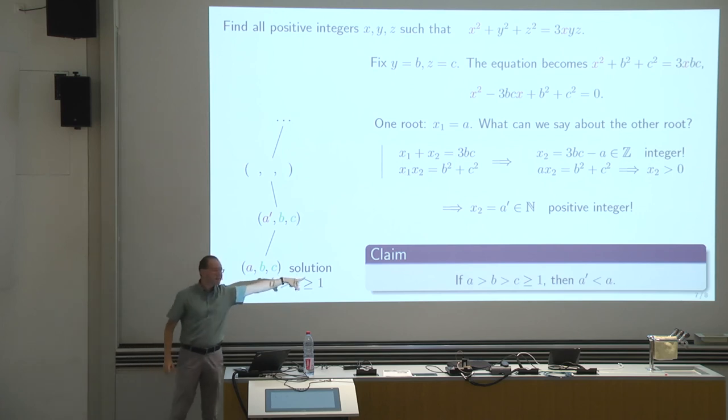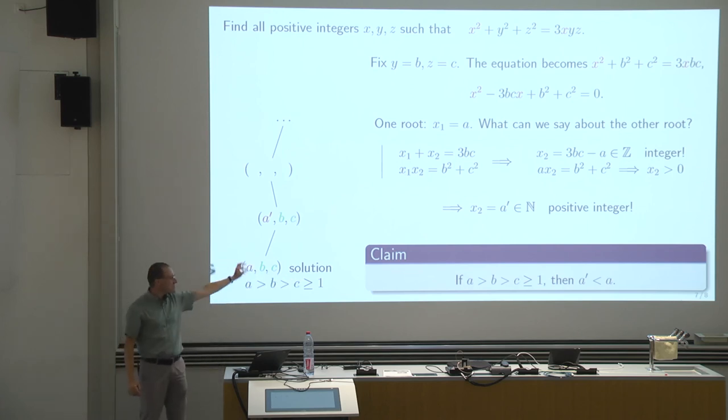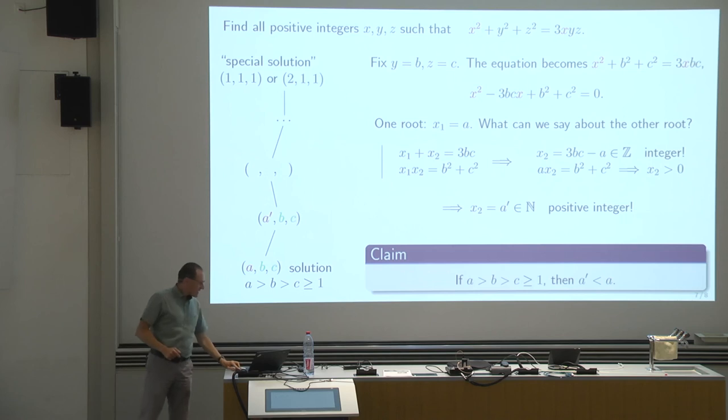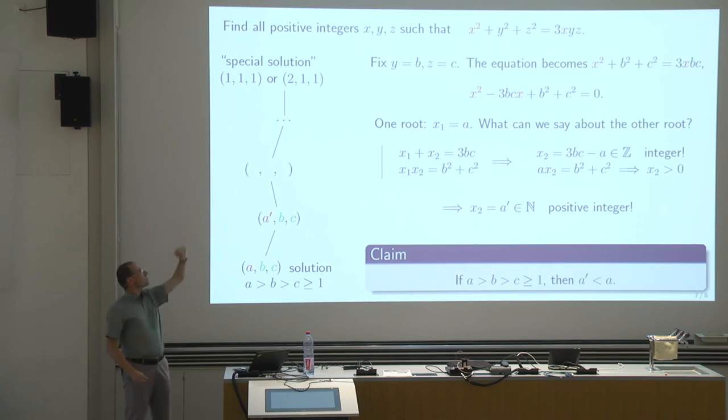Absolutely. This claim has an assumption. The assumption in the claim is that A is bigger than B, bigger than C. The claim holds as long as A, B, and C are pairwise distinct, as long as A is bigger than B, bigger than C. Then you get another solution with a smaller coordinate. Then you get a smaller solution. You cannot keep this forever because you cannot get smaller and smaller integers. The only way the process can terminate is when you hit a triple in which two of the numbers are equal. And we already classified that the only special solutions where two of the numbers are equal are 1, 1, 1 and 2, 1, 1.